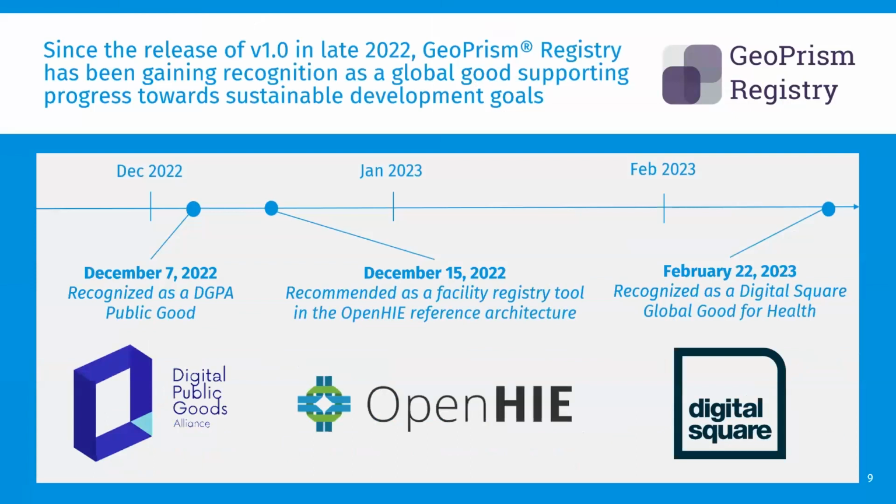Now, GeoPrism Registry is getting quite a bit of recognition globally, especially since the release of the stable version 1 late last year. It is recognized as a digital public good by the Digital Public Goods Alliance. Also, it's been recognized as a global good for health, and also, referring back to what Rita mentioned earlier, GeoPrism Registry is recommended as a facility registry tool for the OpenHIE reference architecture.